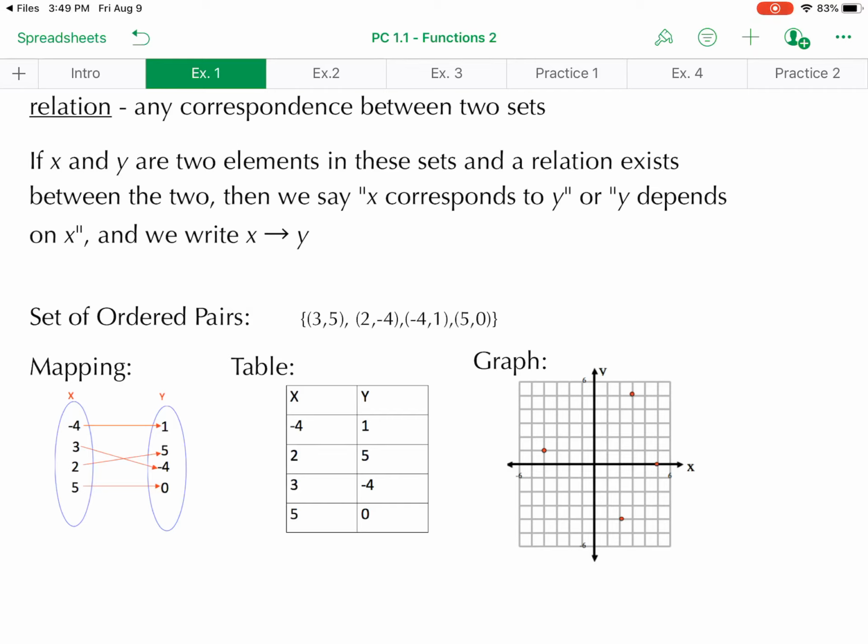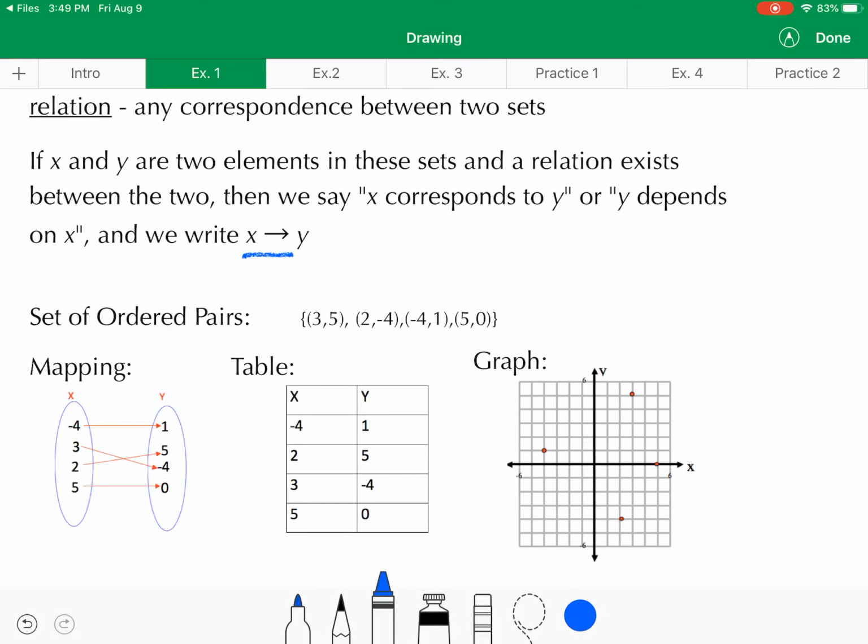Okay? And there's a notation that goes along with this. You have x with an arrow pointing towards y. That's important there, that the arrow points away from x towards y. That's showing that there is a direction. You can't find y without first knowing x. Y is dependent upon x. Okay?